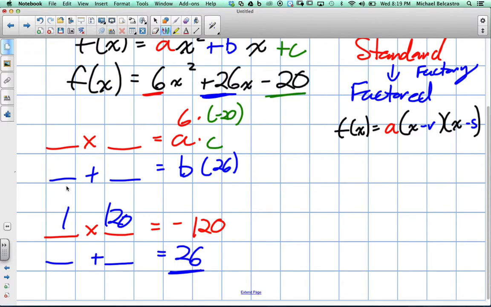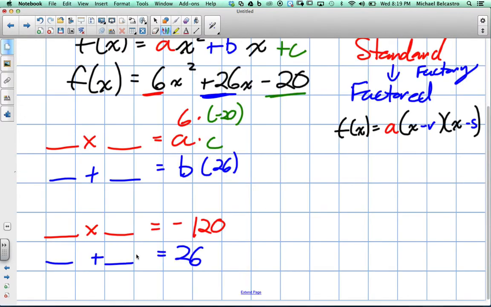2 and 60, same boat. We're kind of far. 3 and 40, we're getting closer, but it's clearly not going to add up to 26. So we'll start getting into a better range here. 4 times 30 might work out really well. And this is the reason I say this. If I go negative 30 and 4, we end up with negative 26.